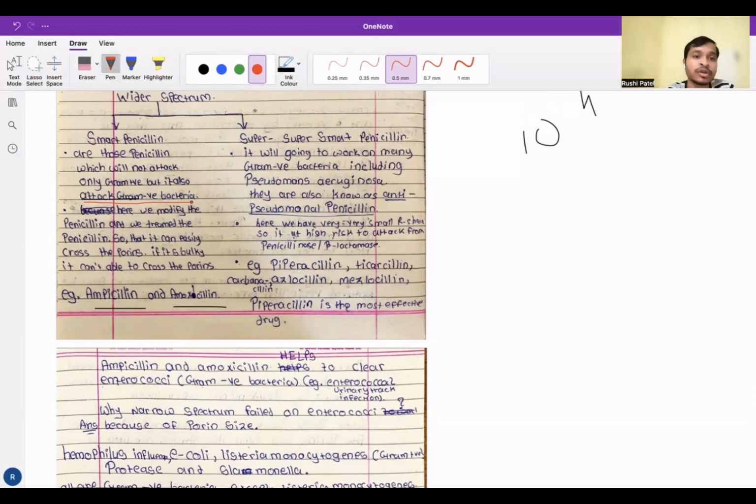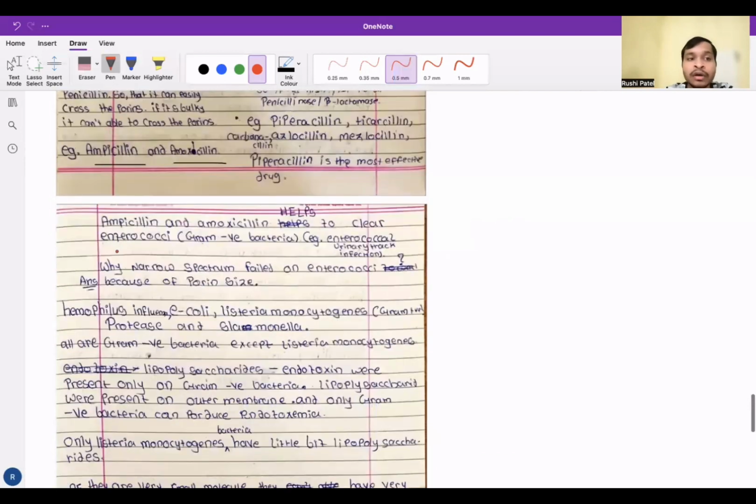Here, what we do is modify the penicillins and trim them, because they are bulky molecules. We cut down the molecule, say from 10 to 4. This is just an example. We trim the penicillin so that it can easily cross the porins. If it is bulky in size, it can't cross the porins. See, if the diameter is like this, two fingers can go through. If the diameter is reduced, not even one finger goes through properly.